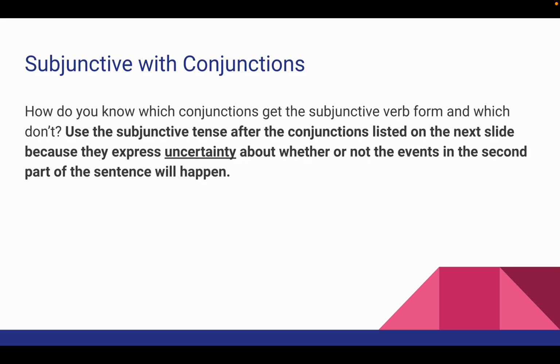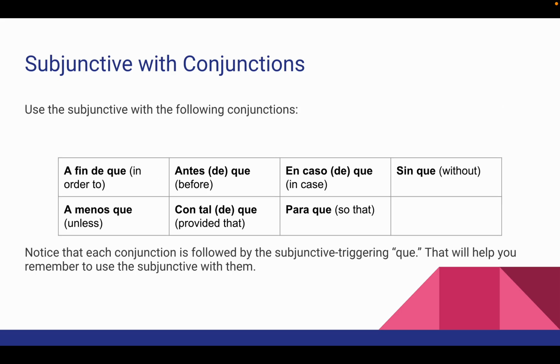So how do you know which conjunctions get the subjunctive verb form and which don't? Use the subjunctive tense after the conjunctions listed on the next slide because they express uncertainty about whether or not the events in the second part of the sentence will happen. So if you'll remember, we said subjunctive has this idea of might. It may or may not happen. We don't know. There's uncertainty. So any conjunction that carries with it the idea of uncertainty, that gets the subjunctive after it.